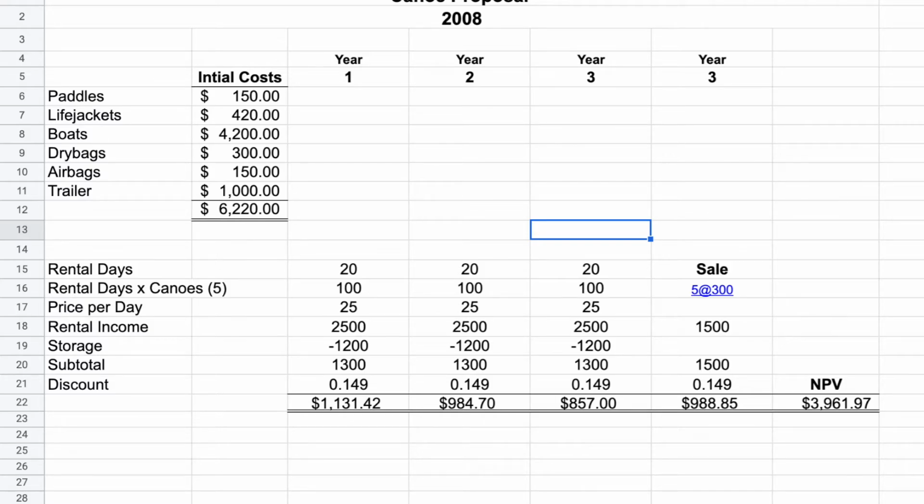And when I sum up all of those discounted cash flows, you can see that the project returns on a discounted cash flow basis $3,961.97. And so this represents a project that we would reject because the present value of the stream of the cash flows is less than the initial outflows in time zero of 6,220.